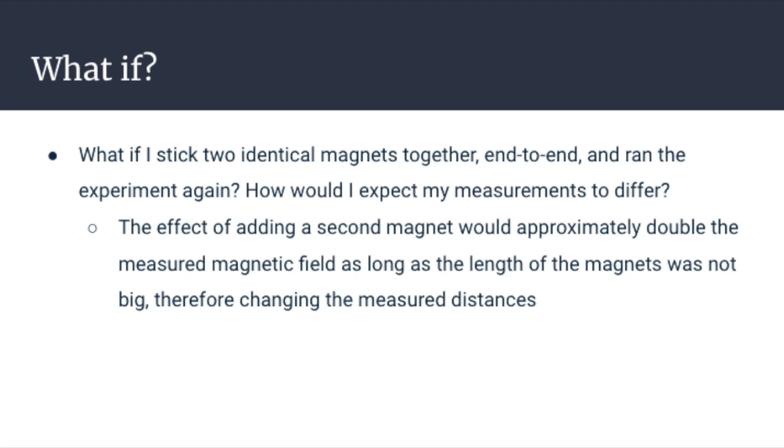What if I were to stick two identical magnets together end to end and ran the experiment again? How would I expect my measurements to differ? The effect of adding a second magnet would cause the magnetic field to roughly double, as long as their lengths were minor, and therefore cause the distance measured to change as well.